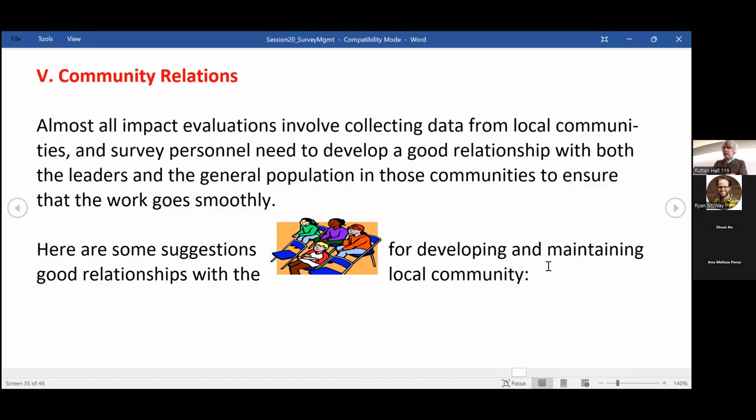Community relations. Usually when you go somewhere, you need to talk to some local leaders. If you're doing a school survey, you talk to the school principal and maybe even somebody higher up who is the boss of the school principal. If you're doing a household survey, you need to talk to the local leaders, especially in rural areas, tell them what you're doing, and get their cooperation. You may even interview them as part of the data collection. And you've got to treat them well, otherwise they're not going to be very happy and cooperative.